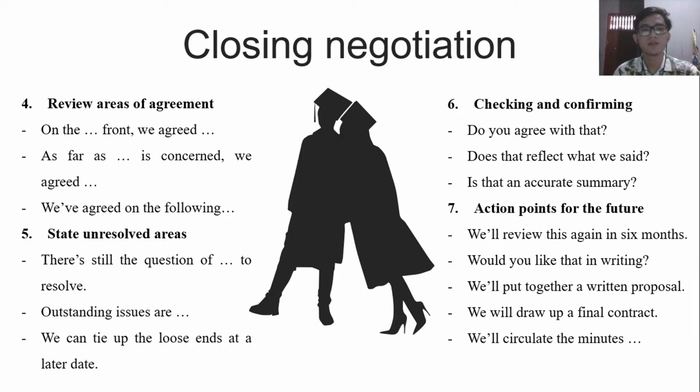So after that, you have to state unresolved areas. The expressions are: "There are still the questions of... to resolve." Then for outstanding issues: "We can tie up the loose ends at a later date." And then the sixth is checking and reconfirming. So this is reconfirming the negotiations to make it clear. The expressions are: "Do you agree with that?" "Does that reflect what we said?" And then the last is, "Is that an accurate summary?"